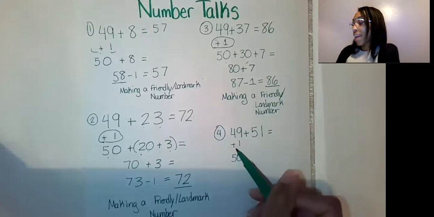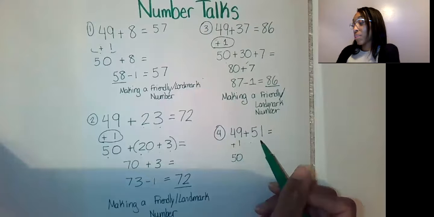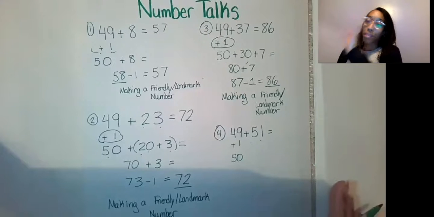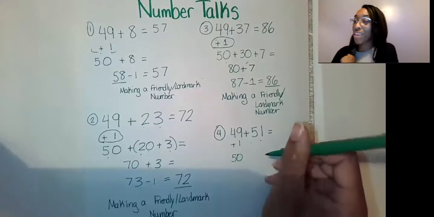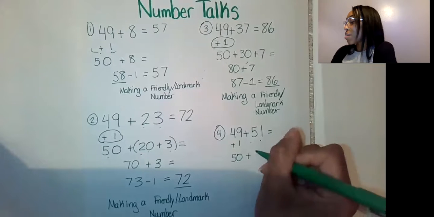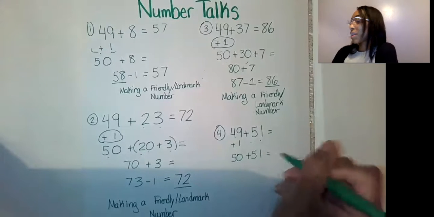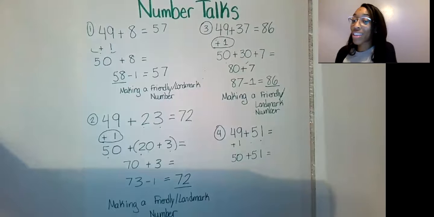And then since I'm adding 1, I can subtract 1 from this one, but that will be compensation. So let's focus on making a friendly number. 50 plus 51. And there's a little hint for another strategy you'll be using later on in 3rd grade. Compensation is something you're going to use often. But right now, let's focus on making a friendly number.